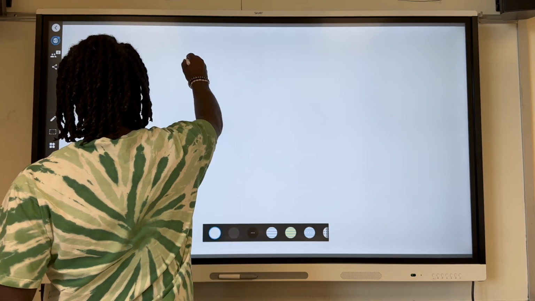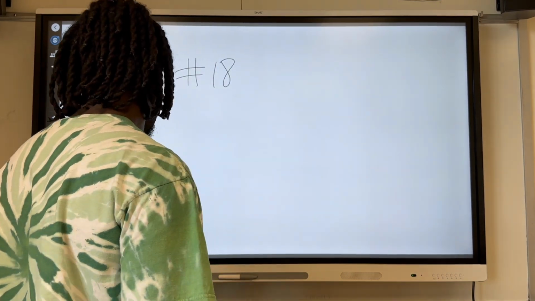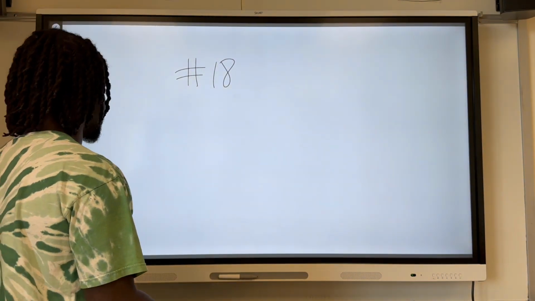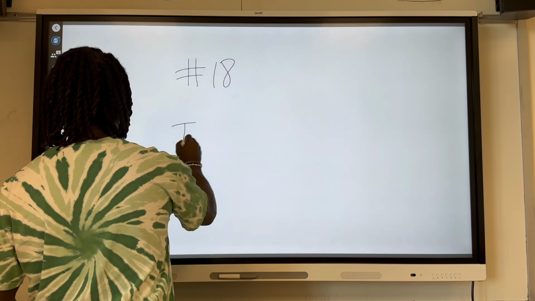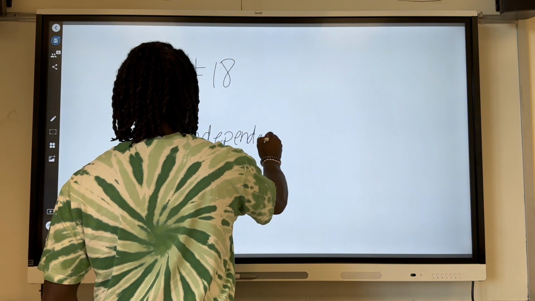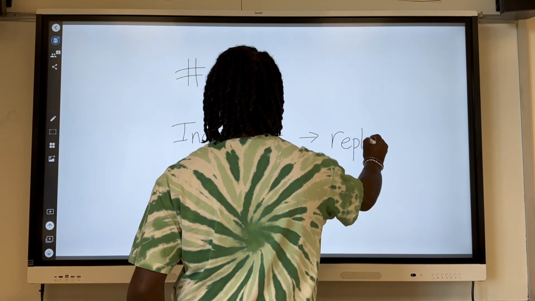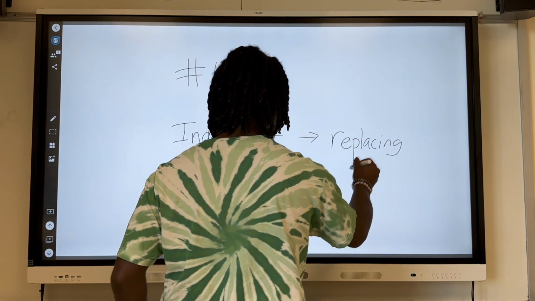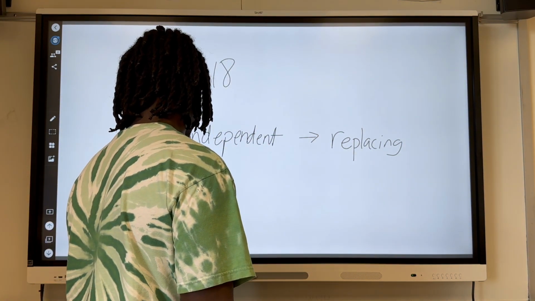Question number 18. It's asking which of these would be an independent event. If it's independent, then you need to know that independent means that you are replacing it. So that is what you're going to choose in the first box. Independent is when you replace it.